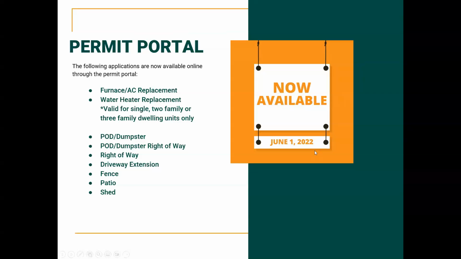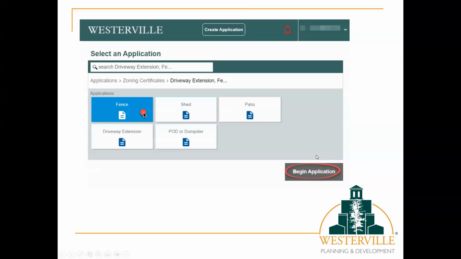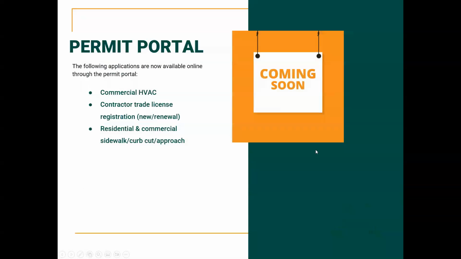I also wanted to make you aware of a couple of things coming down the pike. So the residential permit portal, these are the sort of applications that can be accessed through that. This is the permit portal. This is sort of what it looks like. So if you're a resident submitting a fence application, you would come through this portal. And coming soon is going to be all of the commercial HVAC, commercial trade license registration, and a residential and commercial sidewalk and curb cut and approach.